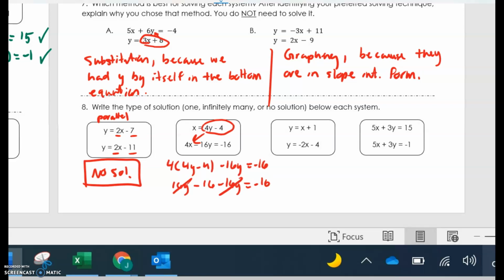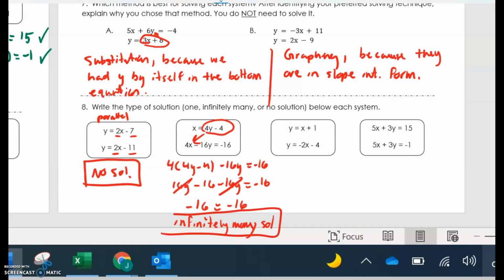16y and negative 16y cancel. So I'm left with this. Negative 16 is equal to negative 16. This is another special case. This is a true statement. Whenever I have a true statement, I know the answer is infinitely many. Okay. You also could have rearranged it and saw that they were the same line, and that would have been another good option.